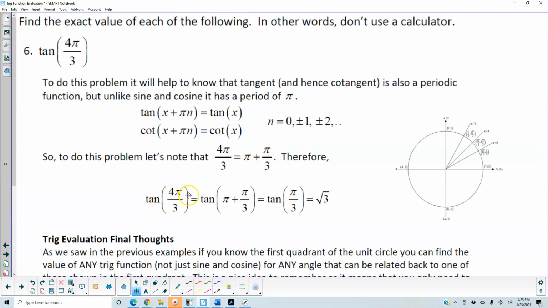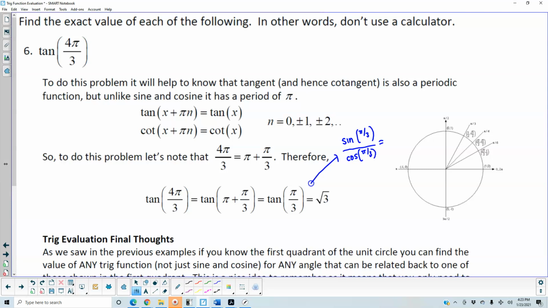Therefore, the tangent of 4 pi over 3 is equal to the tangent of pi plus pi over 3, which means that we're finding the tangent of pi over 3. Now, the tangent of pi over 3 is, again, that represents the sine of pi over 3 divided by the cosine of pi over 3.